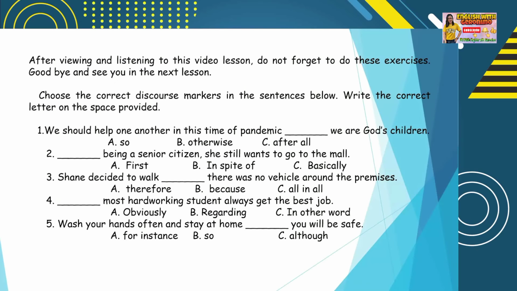Number 3. Shane decided to walk blank. There was no vehicle around the premises. Number 3 answer is letter B, because. Next, number 4. Blank, most hardworking students always get the best job. Number 4 answer is letter A, obviously.